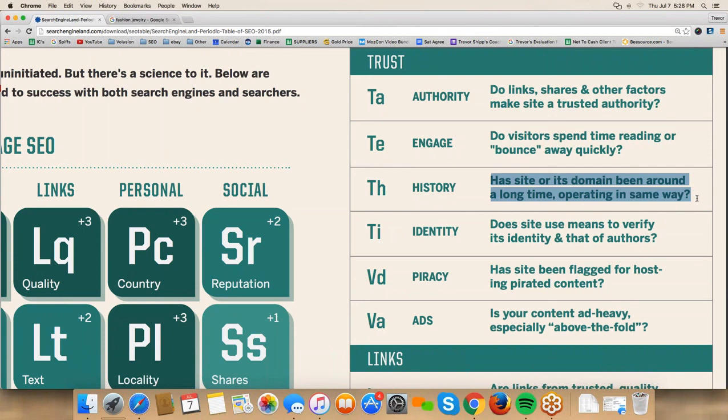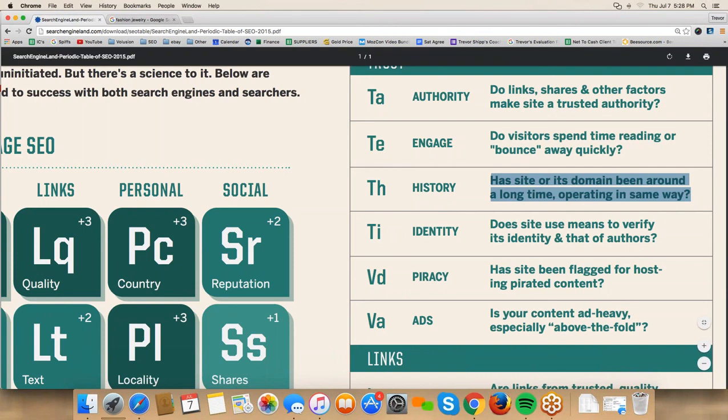Identity. Does the site use means to verify its identity and that of its authors? That's probably not something you want to concern yourself with too much at this point, especially if you're an e-commerce site. Has the site been flagged for hosting pirated content? That's probably not an issue. I mean, you guys aren't doing anything illegal on your sites. Ads. This one you might want to look at though. Is your content ad heavy, especially above the fold?